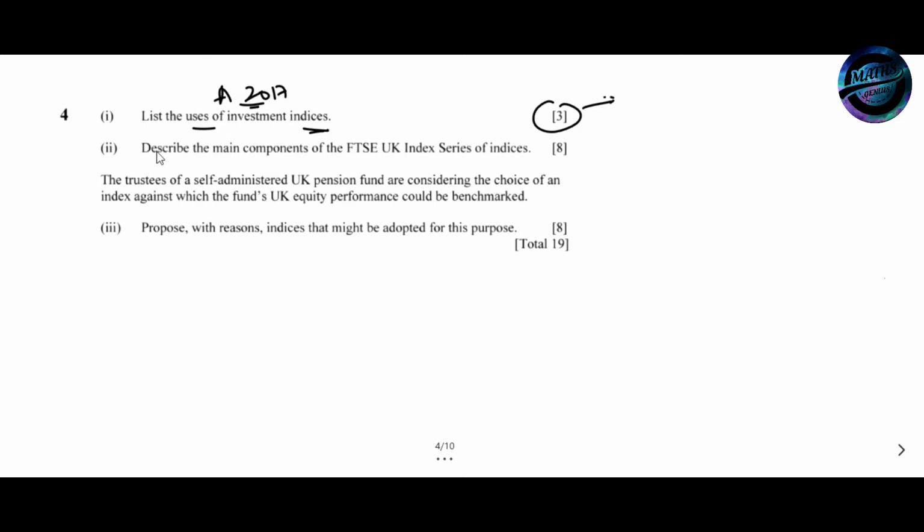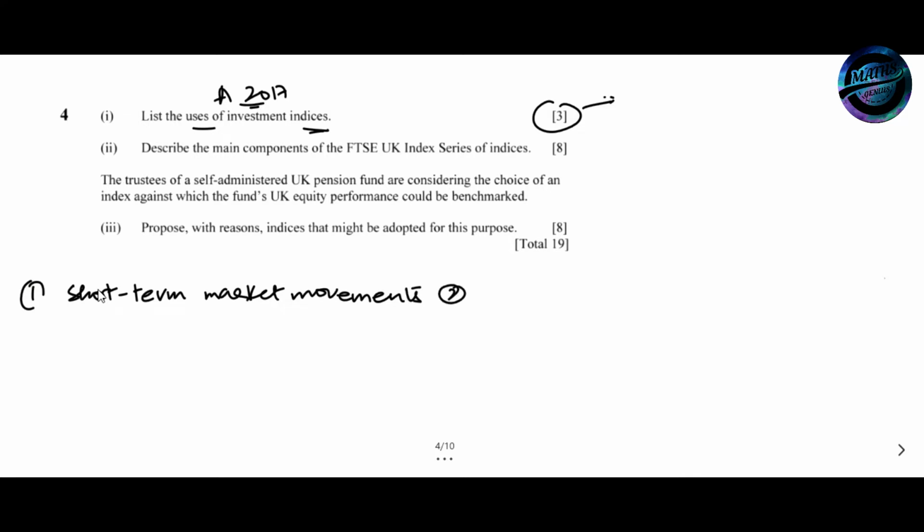So for those of you who have done this earlier, and if they recall, the uses are many, but the first use can be it is used as a measure of short-term market movements. Right, as a measure of short-term market movements.